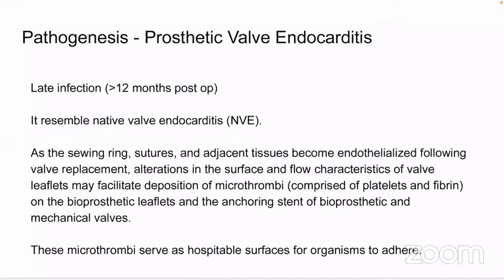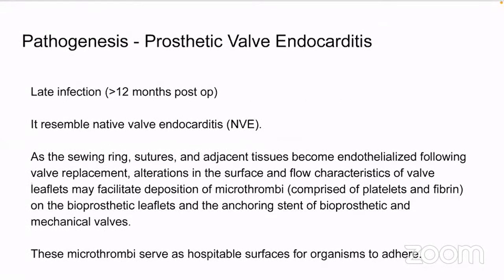And then going to late infection, which is more than 12 months post-op, it resembles the pathophysiology of native valve endocarditis. As the sewing ring sutures and adjacent tissues become endothelialized following valve replacement, alterations in the surface and flow characteristics of valve leaflets may facilitate deposition of microthrombi, which are composed of platelets and fibrin, on the bioprosthetic leaflet and the anchoring stent of bioprosthetic and mechanical valves. These microthrombi serve as hospitable surfaces for organisms to adhere.